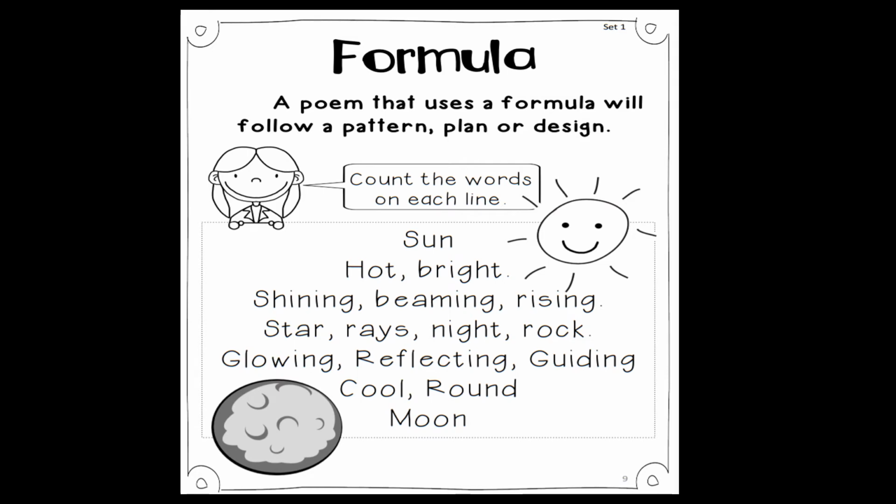Did you see a pattern in this poem? Well, let's take a look. On the first line, I have one word, which is sun. But on the second line, I have two words, hot, bright. On the third line, I have three words, shiny, beaming, and rising.